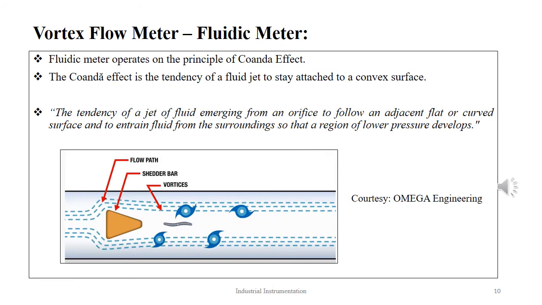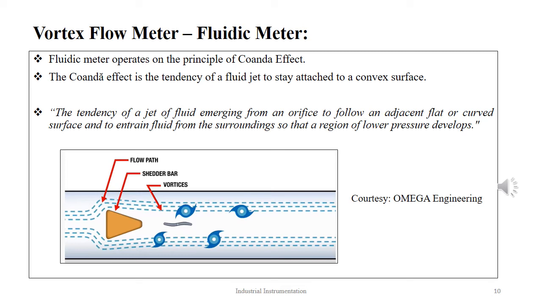The third type of vortex flow meter is the fluidic flow meter. The fluidic flow meter operates on the principle of the Coanda effect. The Coanda effect is a tendency of a fluid jet to stay attached to a convex surface. The tendency of a jet of liquid emerging from an orifice to follow an adjacent flat or curved surface and to entrain fluid from the surroundings so that a region of lower pressure is developed is known as the Coanda effect.